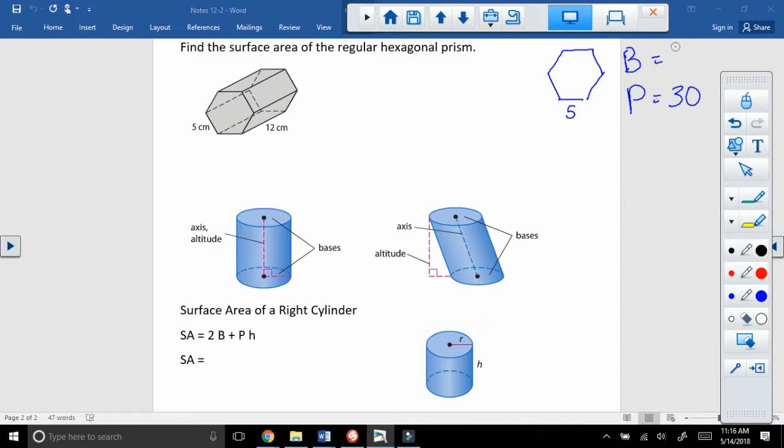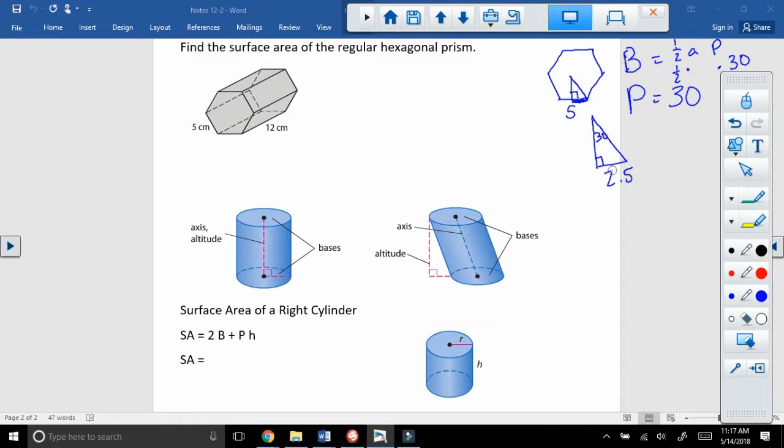The area of the base is half the apothem times the perimeter. I don't have the apothem, but I do have the perimeter, which is 30. So for the apothem, we're going to use, same thing like we did in the last chapter, this right triangle. If you're looking at that right triangle, this portion here is 2.5.